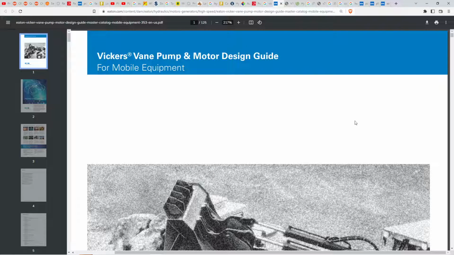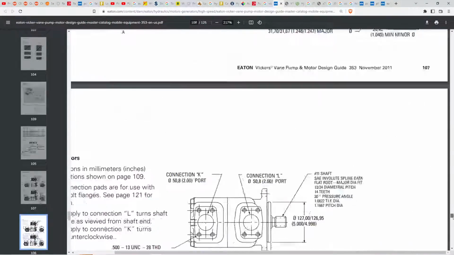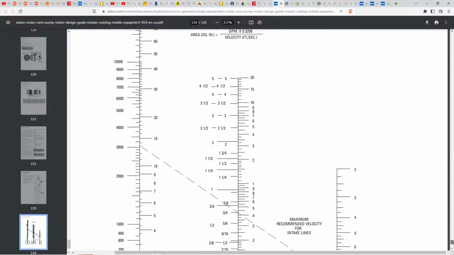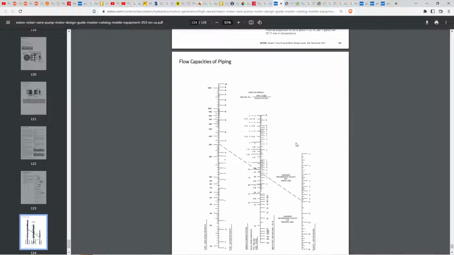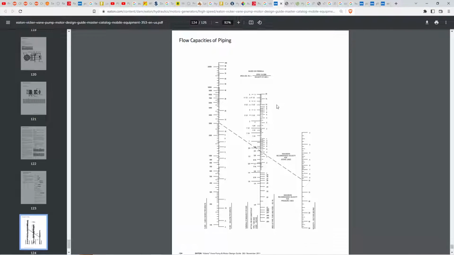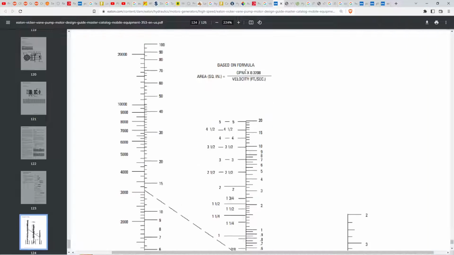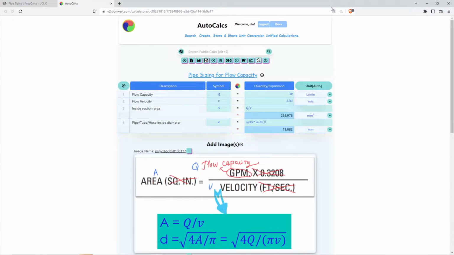So here is a document, the Vickers vane pump and motor design guide. At the end of this document, it provides this chart for people to size the piping. Flow capacity of piping, and it gives it here. It says this chart is based on this formula. That's what I used over there to here. Let's bring this up.